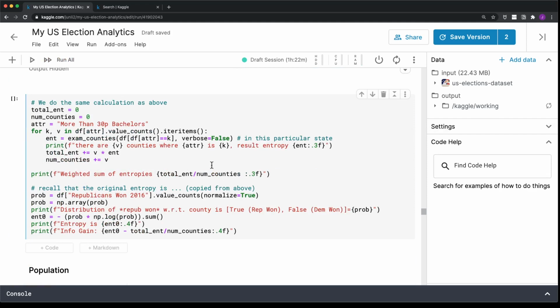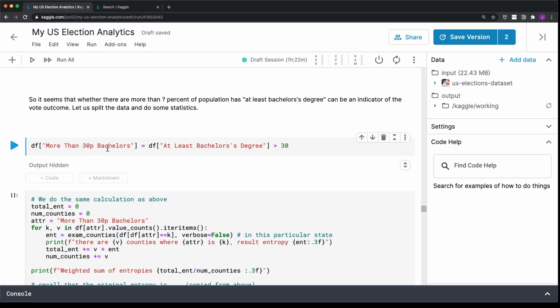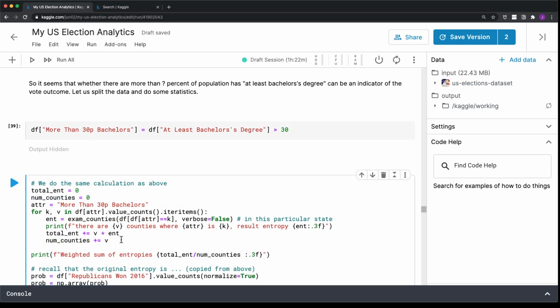So we apply a very similar approach. Although it's very easy, we just need to consider two possible values: whether more than 30% of the residents receive a bachelor's degree. Okay, but I would also apply the divide and conquer approach, the same approach we have used for the states.